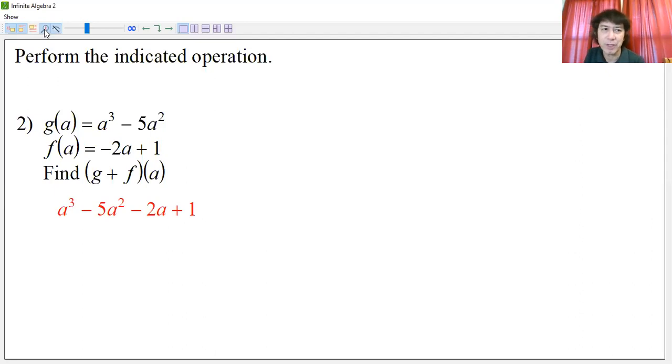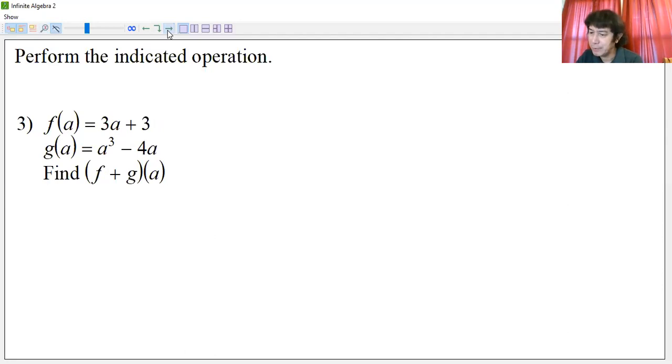Next, we do number 3. Let's do the third. Here's number 3. F of A equals 3A plus 3. And then you have G of A equals A cubed minus 4A. We're asked to get F plus G of A. There. All right, we shall proceed to our solution.